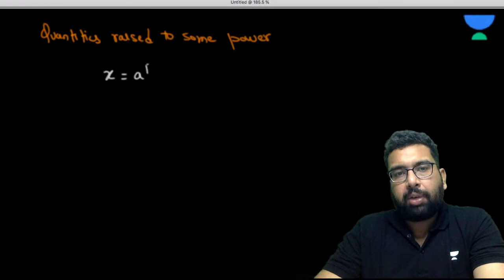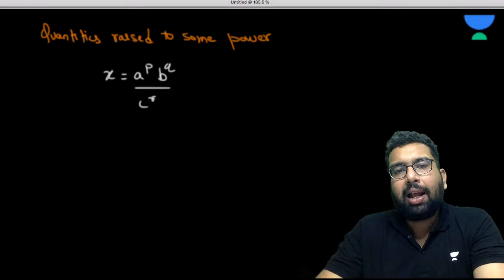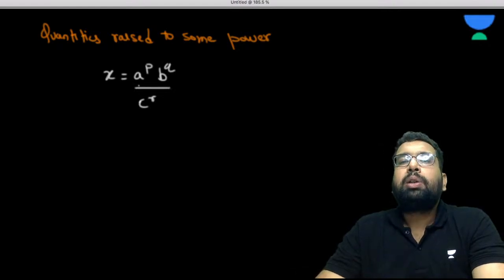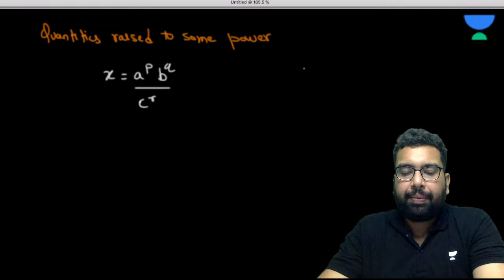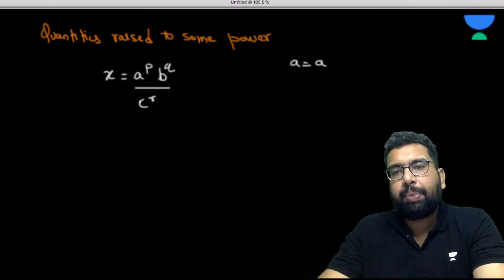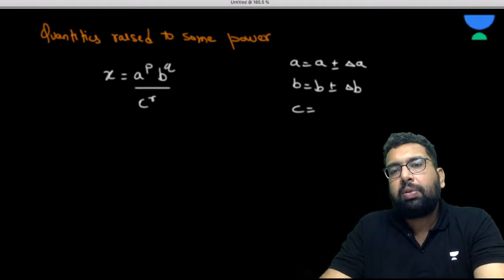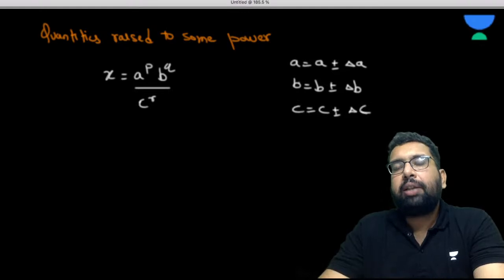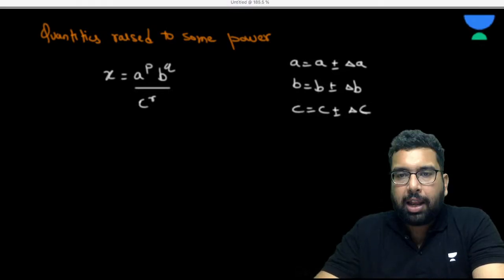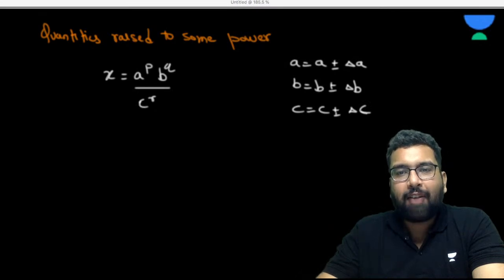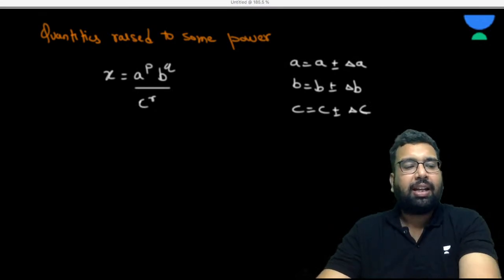If x is equal to a to the power p, b to the power, let's say, q, and c to the power r, now let's suppose a has some error. So a is equal to a plus minus delta a, similarly b is equal to b plus minus delta b, and c is equal to c plus minus delta c, where a, b, c are the true values, or the actual value, or the average mean value, whatever you want to call it.